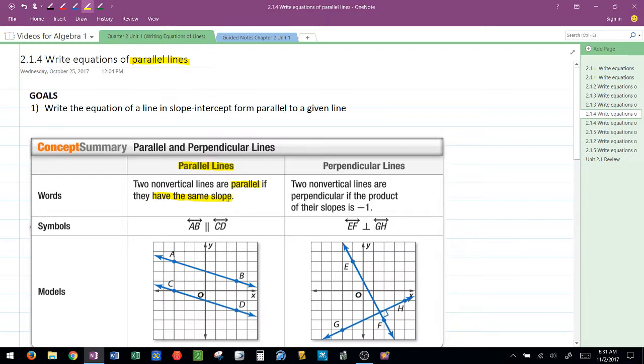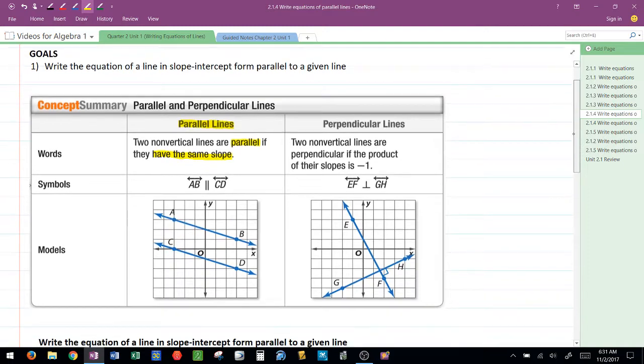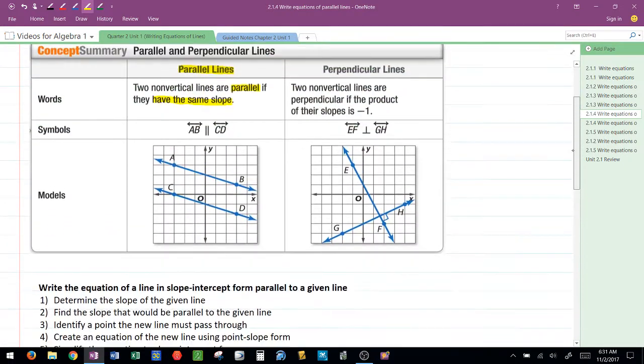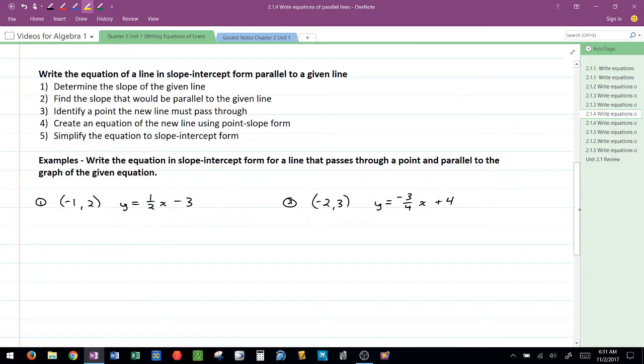All right? So if parallel lines have the same slope, then we can use that information to create equations of lines that are written in all the different forms that we have. Okay, so what we're going to focus on right now, everybody understand that, is writing the equation of a line in slope-intercept form parallel to a given line. So here's what I see. We've got to write it in slope-intercept form, and this line has to be parallel. Parallel means same slope as the given line.